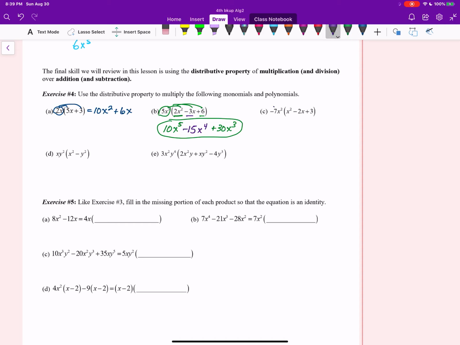C, distributing the -7x squared over the parentheses. Again, another trinomial inside parentheses. -7 times +1 is -7. x squared times x squared, x to the fourth. -7x squared times -2x would be +14x cubed, and -7x squared times a +3 is -21x squared.